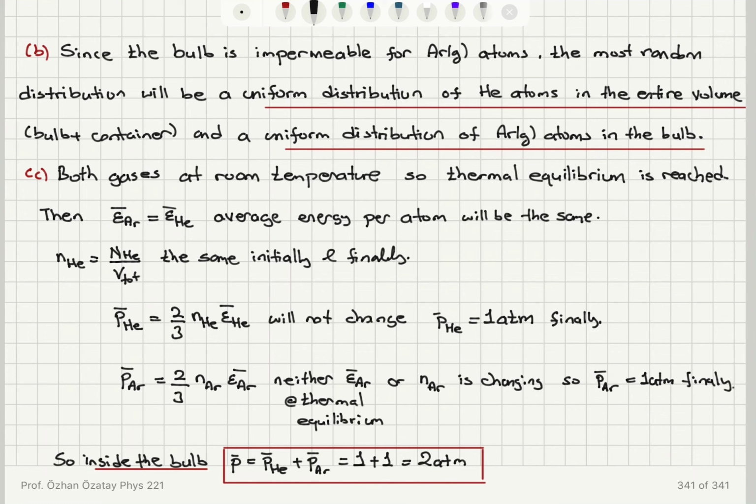We also did not change the number density of argon, the same number of argon atoms in the same volume, that is the volume of the glass bulb. The mean energy is not changing because we have thermal equilibrium. There is no heat flow between the two gases. So the argon partial pressure will be 1 atmosphere finally also. So inside the bulb we will have helium plus argon partial pressures, which is 2 atmospheres.